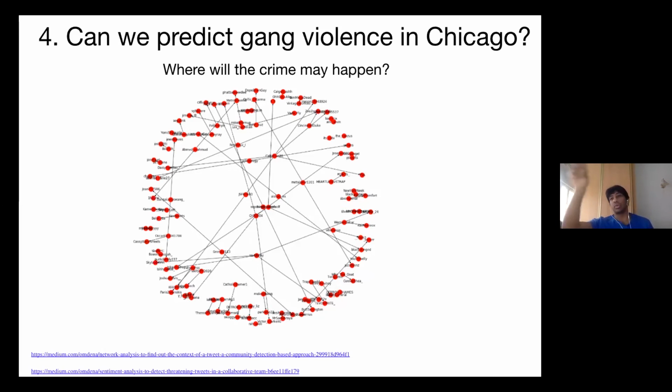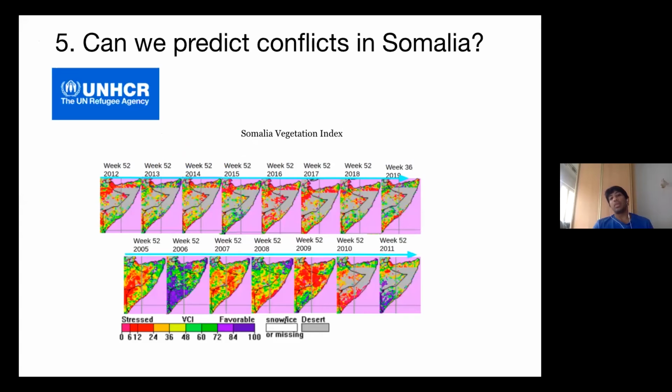So you would know that, okay, in these areas, there is going to be a crime in 2 days, kind of thing. So you can actually use machine to predict violence. Something similar we did also in Somalia, where the goal was to predict conflicts in Somalia.